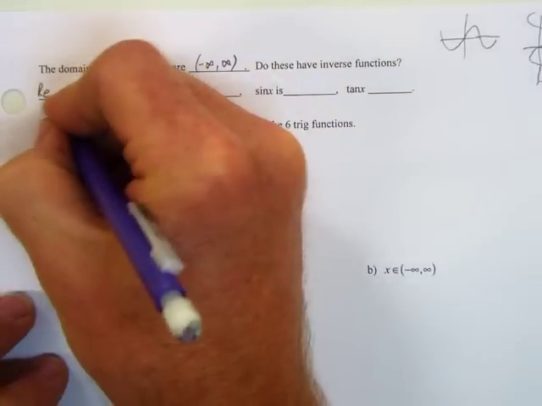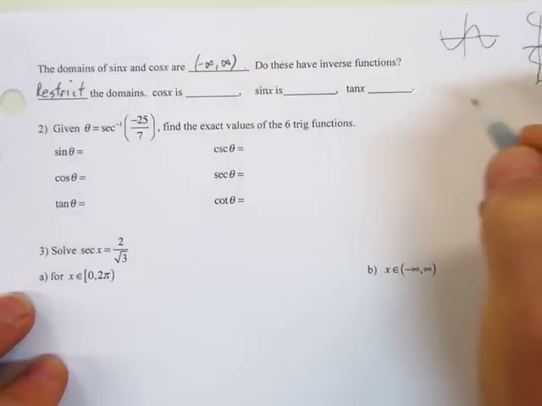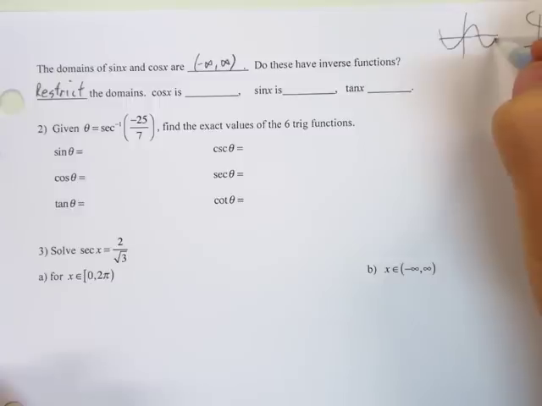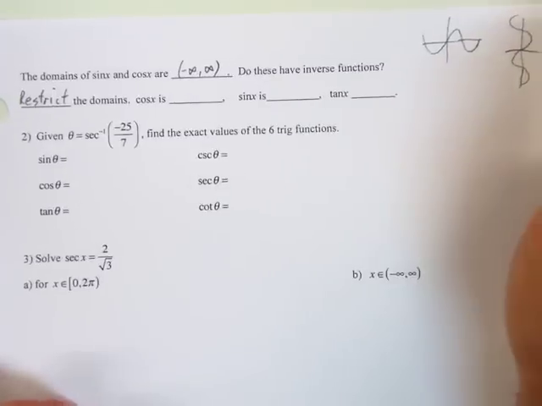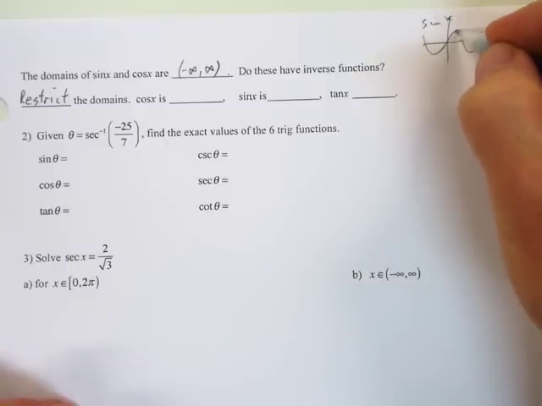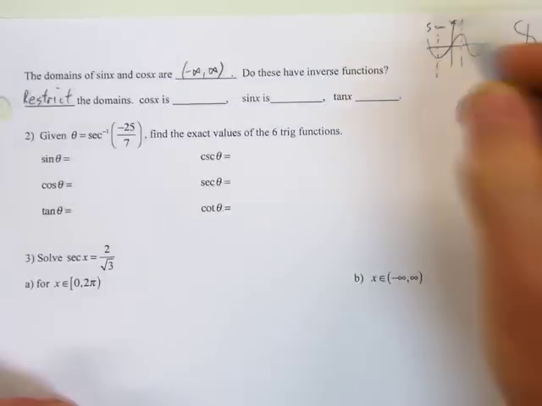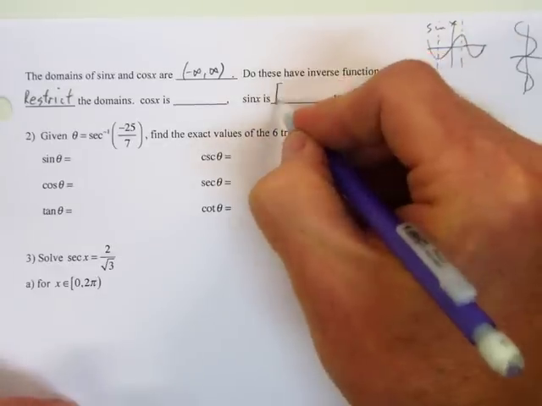What we need to do is restrict the domains. What do we restrict the sine graph to, and what do we restrict the cosine graph to? What we want to do is make it pass the horizontal line test and also include the first quadrant. So looking at sine here, as soon as I get past this max here, it starts coming down, it's not going to pass the horizontal line test, so I'm going to have to stop it there. I want to include the first quadrant, so that means I'm going to have to go from negative pi over 2 to pi over 2.